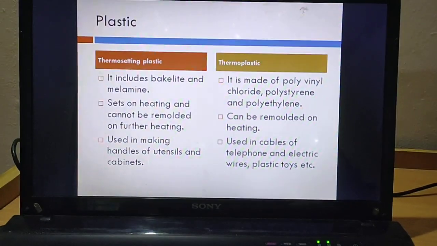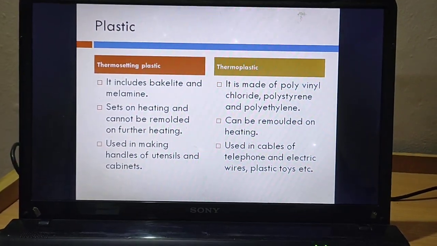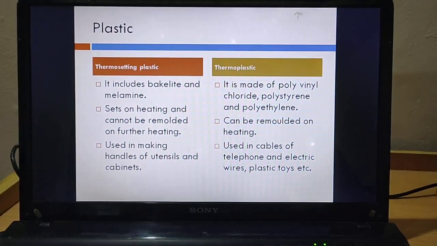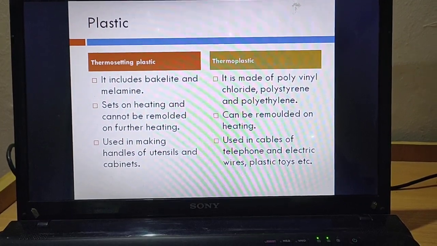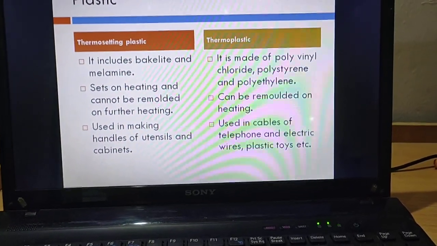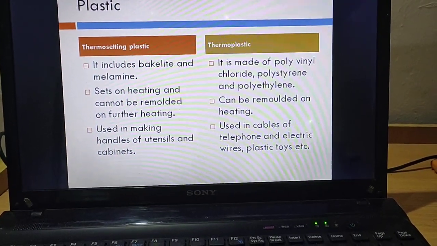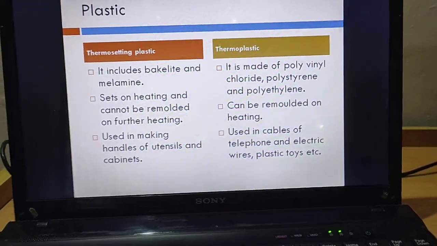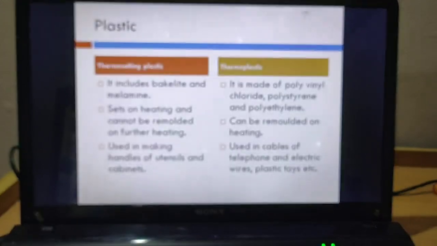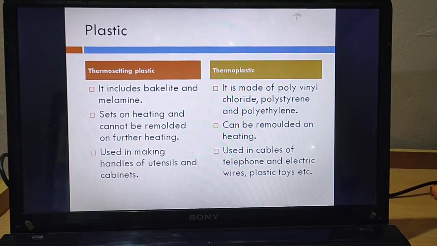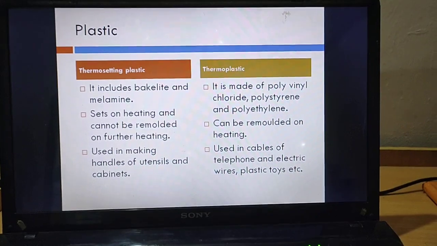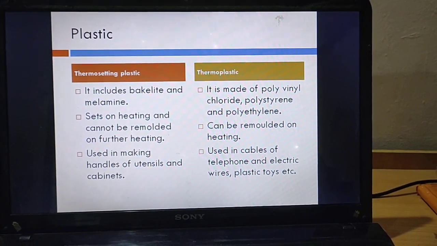The second type of plastic is thermoplastic. It is made up of polyvinyl chloride, polystyrene and polyethylene. And this type of plastic can be remolded on heating, means you can remold this plastic and reuse whenever required. This type of plastic is used in cables of telephone and electrical wire, plastic toys, or in different cabinets. So this all was about plastic.